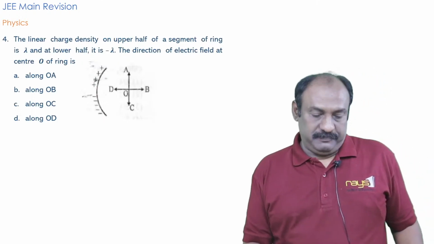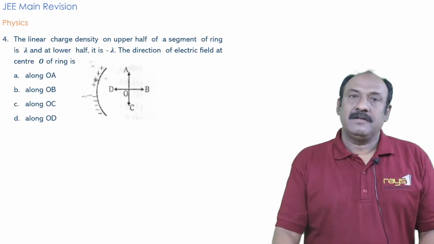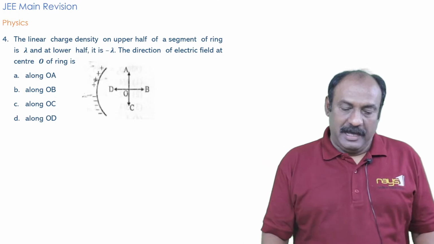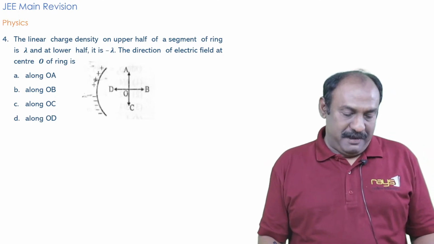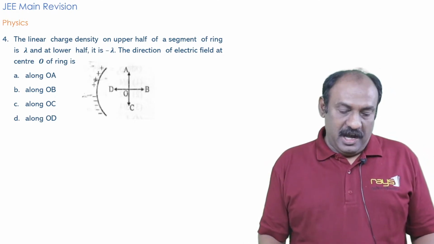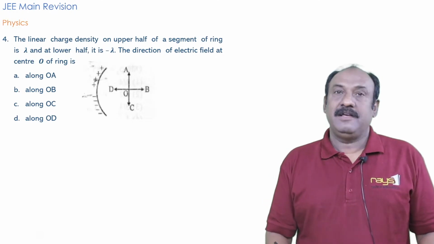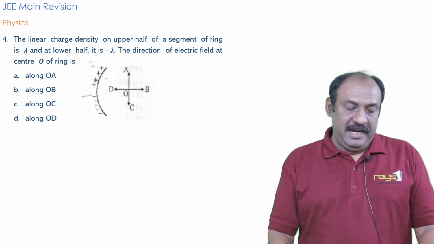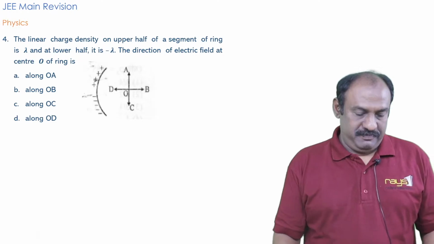Next question. The linear charge density on the upper half segment of the ring is lambda and on the lower half of the ring is minus lambda. Then the direction of the electric field at the center of the ring is?